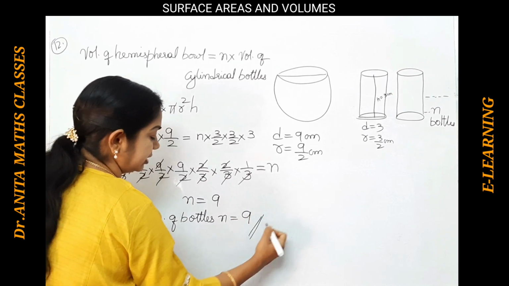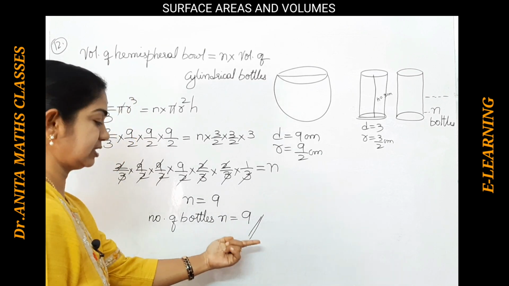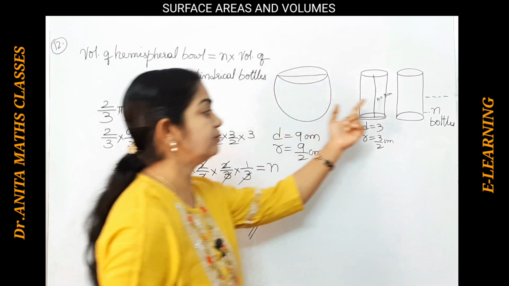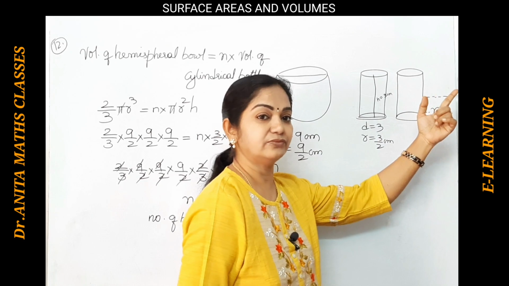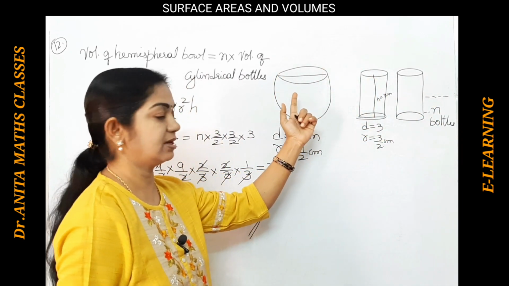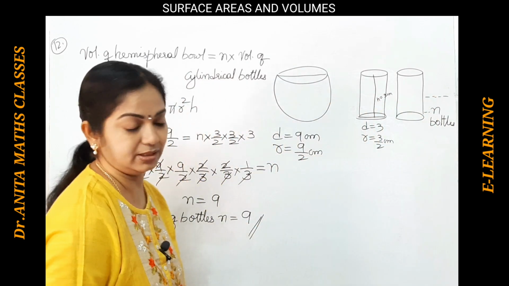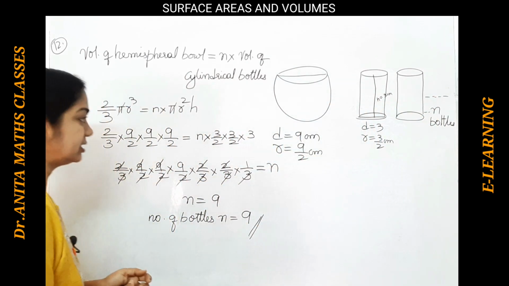No centimeters here, because these are the number of bottles, not any measurements. So 9 bottles full of liquid will fill the hemispherical bowl if that liquid is shifted to it. So 9 bottles are required to fill this hemispherical bowl. Okay, pause it and note it down.